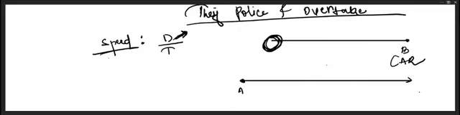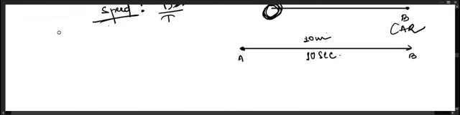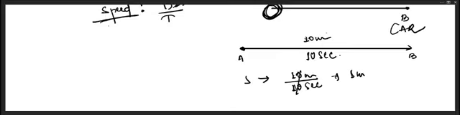For an example, a car is moving from point A to point B. Let's say the distance between them is 10 meter, and the car takes 10 seconds to reach point B. Now if I ask you what is the speed of the car, then you will simply say distance upon time, 10 meter upon 10 seconds, that is 1 meter per second. 1 meter per second is the speed of the car.